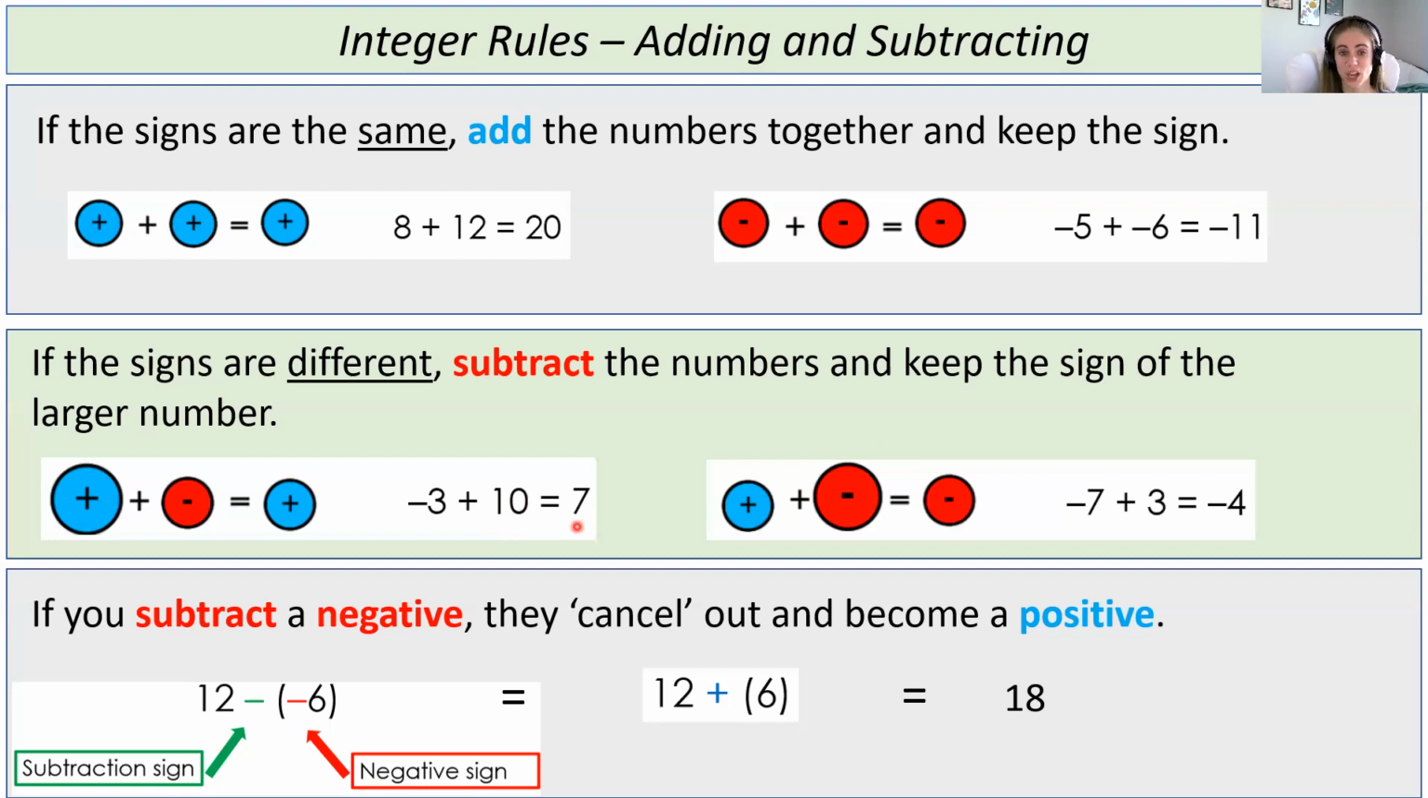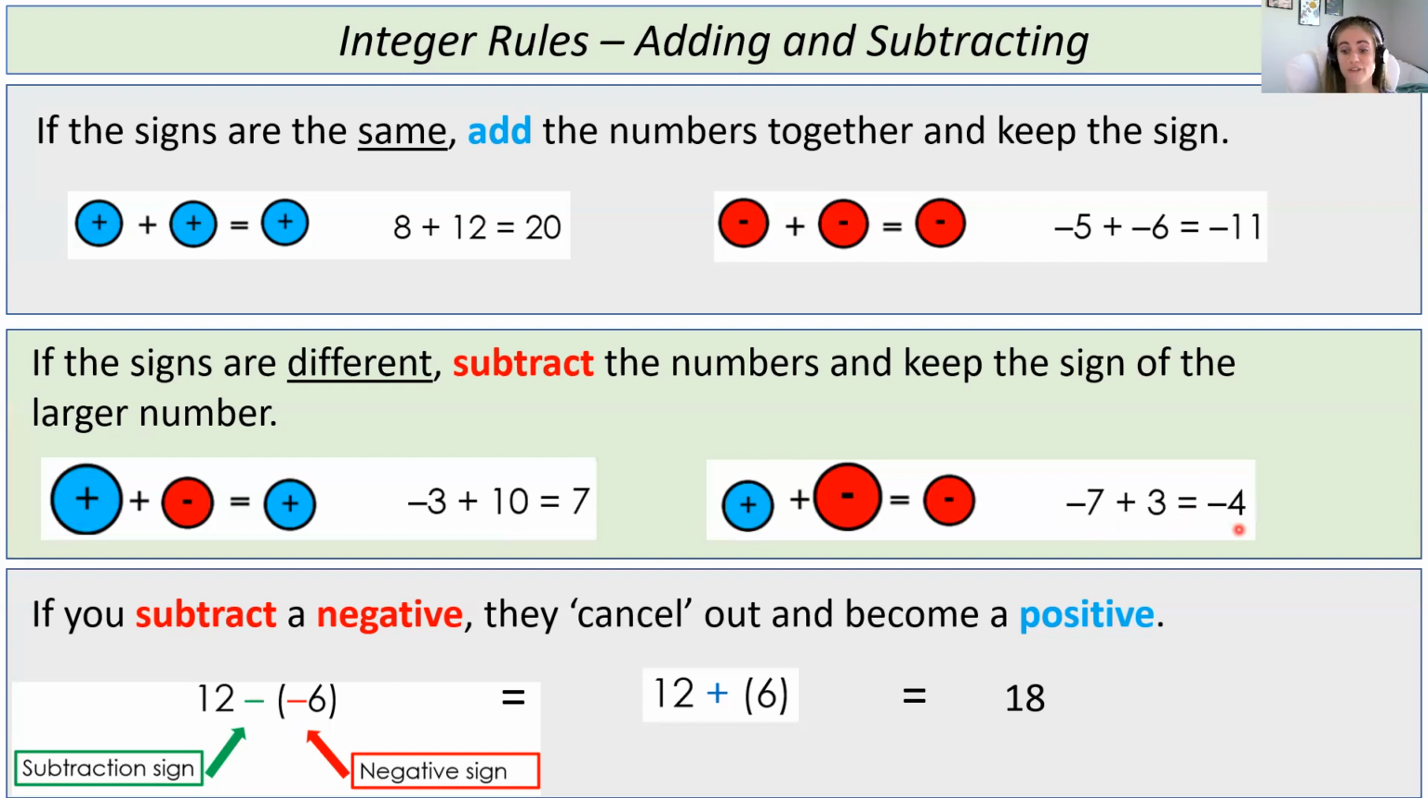All right, let's check this one out. Negative 7 plus 3. Are their signs different? Yeah, the 7 is negative, the 3 is positive. They have different signs. So we're going to subtract. What's 7 minus 3? 4. But then my answer needs the sign of the larger number. 7 is larger than 3, and 7 is negative. So our answer is a negative 4.